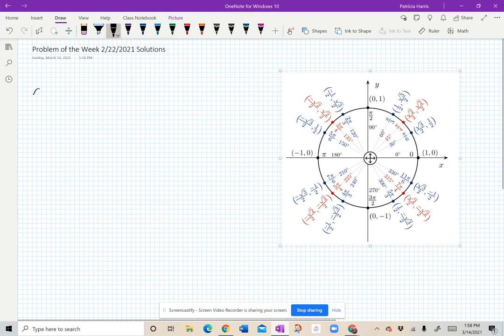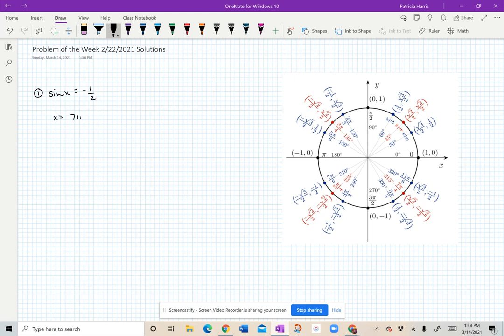All right, so number one. Okay, we're going to have sine of x is equal to negative 1/2. So if we look on our unit circle, we look for where the second coordinate is equal to negative 1/2, and that occurs at 7 pi over 6 right here, and then 11 pi over 6 right here. And that's it. Very, very simple.